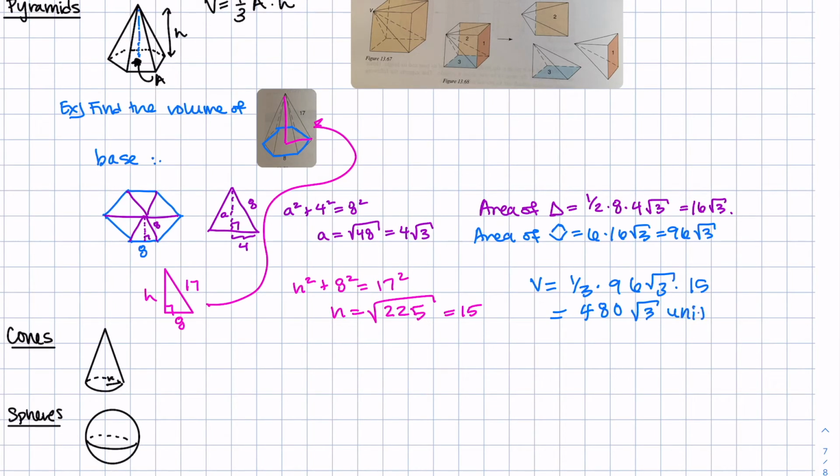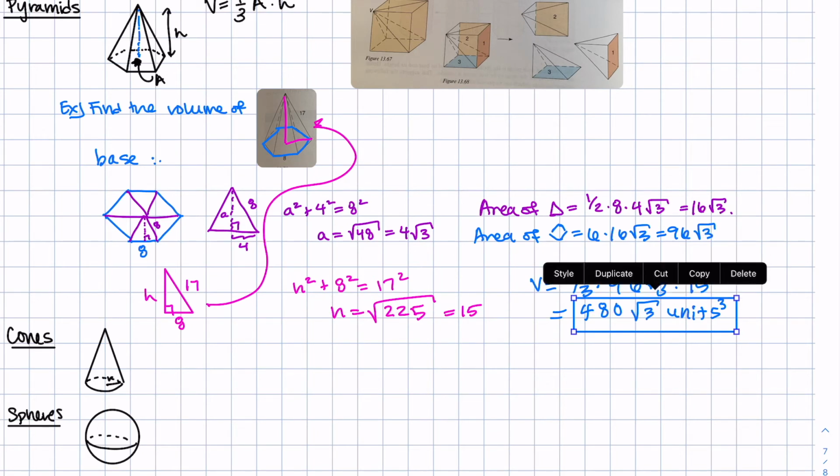And my units, again, should be cubed because this is a volume, which is a 3-dimensional measurement. Okay, so since the square root of 3 is irrational, you can leave it in this form if you would like for your answer, as opposed to trying to get a decimal approximation.